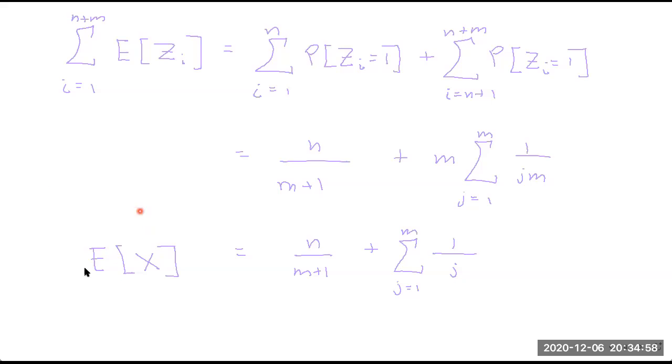So our original goal is to find the expected value of x. But here, we can't simplify the sum, because I believe this is the partial sum of the harmonic series, and there's no nice closed form for that. So we just get the expected value is equal to n over m plus 1 plus the sum from j equals 1 to m of 1 over j.